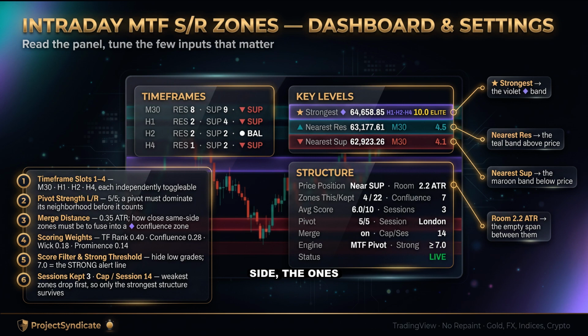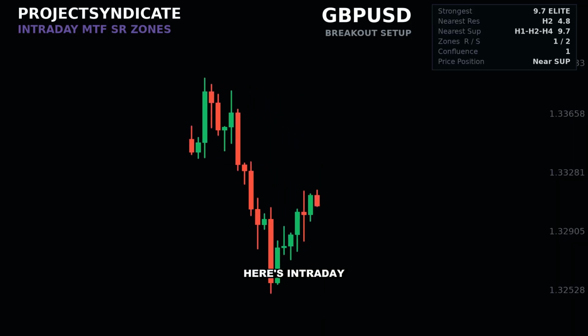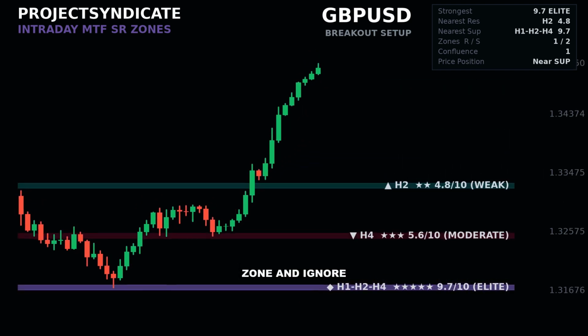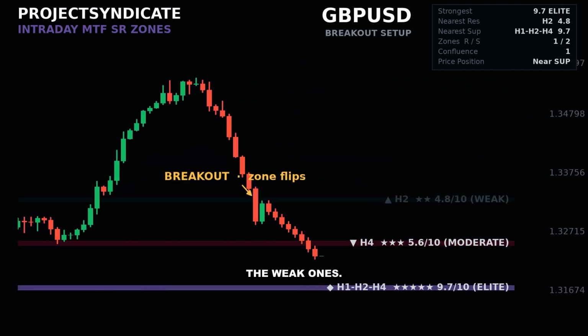On the settings side, the ones that matter are time frame levels, pivot core, session handling, zone shape, confluence merge, and strength engine 0 to 10. Leave the rest on defaults until you know why you're changing them. Here's intraday MTF SR zones in practice. Find the strongest zone and ignore the weak ones.